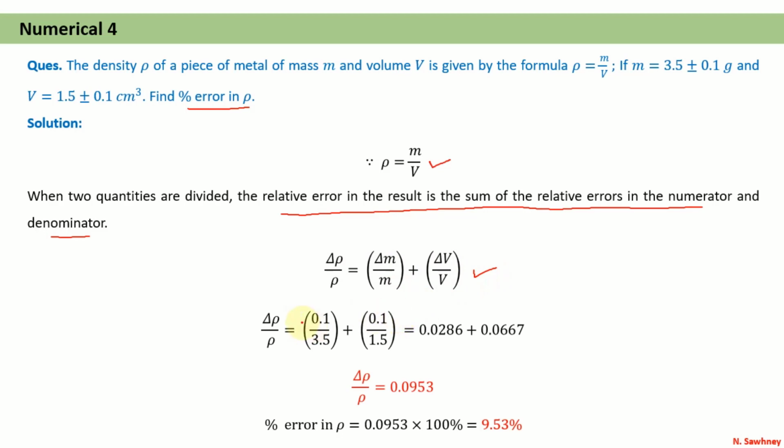Putting down all the values, relative error value of mass m is 0.1 upon 3.5 and relative error of volume v is 0.1 upon 1.5. Calculating the values, the relative error in the density comes out to be 0.0953 and the percentage error will be simply by multiplying it by 100. So it comes out to be 9.53%.